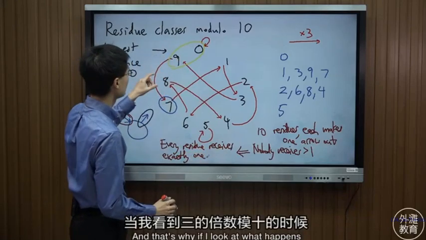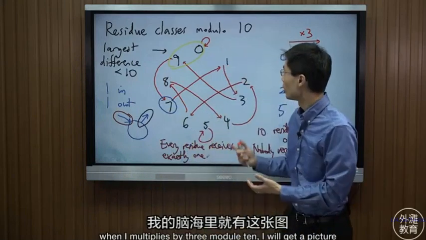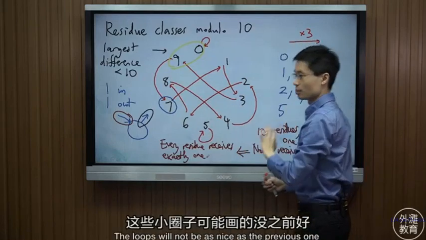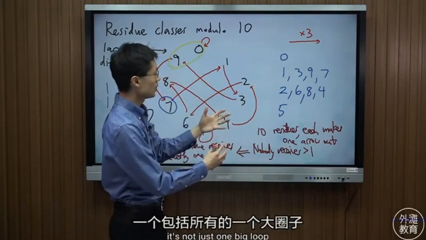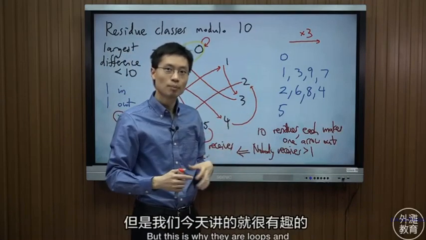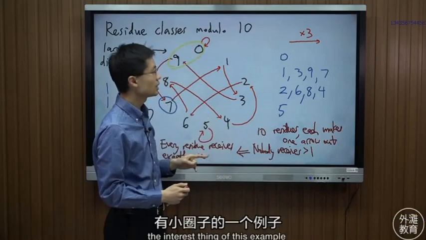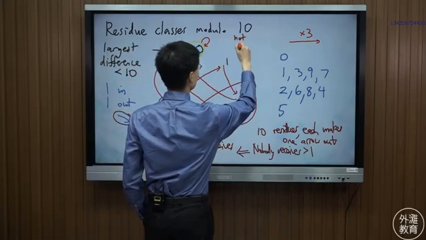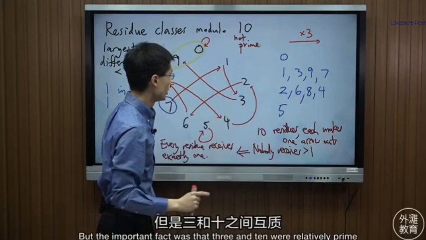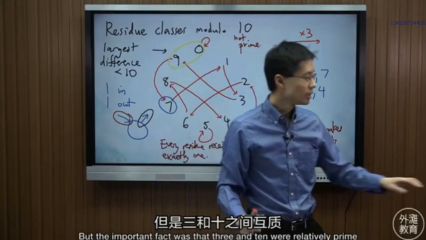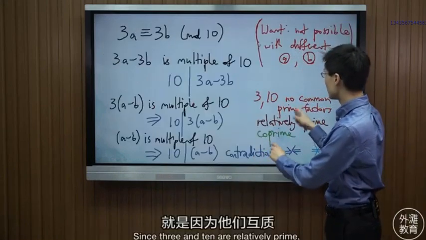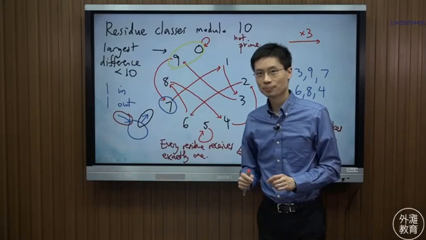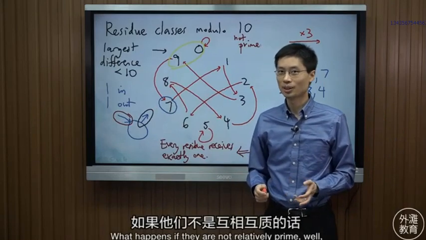And that's why, if I look at what happens when I multiply by 3 modulo 10, I will get a picture. It will have some loops. The loops will not be as nice as the previous one. These loops now, it's not just one big loop. I have a lot of little ones. But this is why they are loops. And the interesting thing of this example is that 10 is not even prime. 10 here is not prime. But the important fact was that 3 and 10 were relatively prime. Since 3 and 10 are relatively prime, I still have everything becoming these very nice loops. What happens if they're not relatively prime? Well, we'll have to see the next bit.